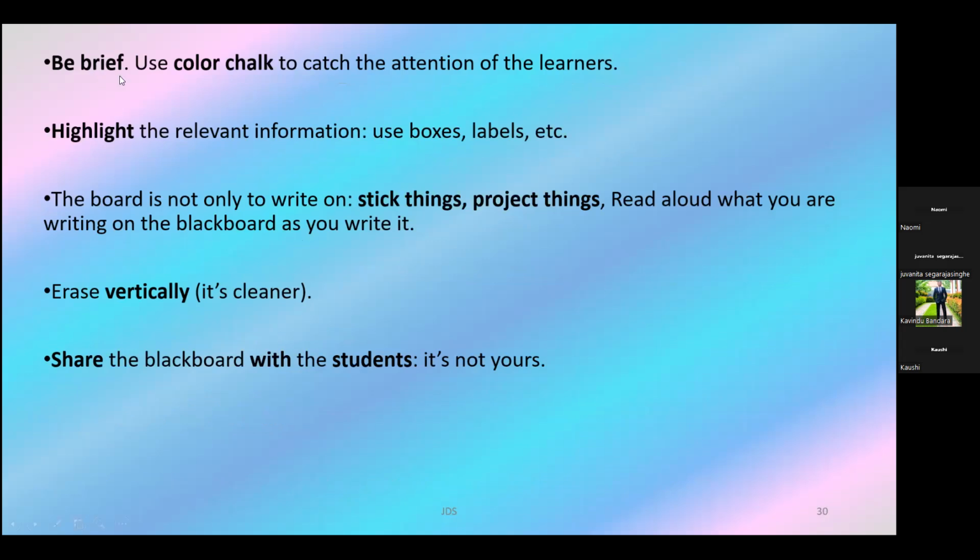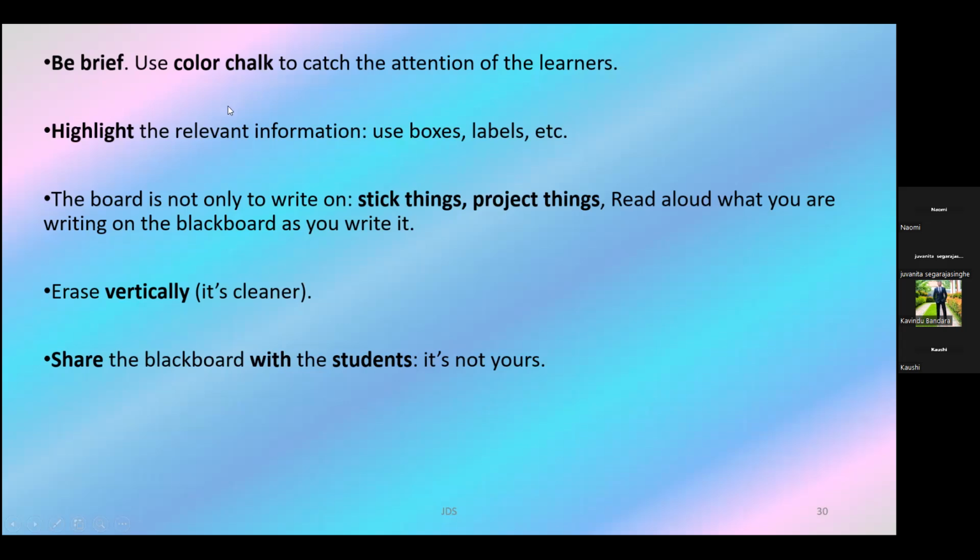Be brief. Don't go to write essays or very lengthy paragraphs on the board, right? You might as well photocopy it or use the OHP or find another proper technique to write paragraphs or give them to the learners. When it comes to board work, be brief.